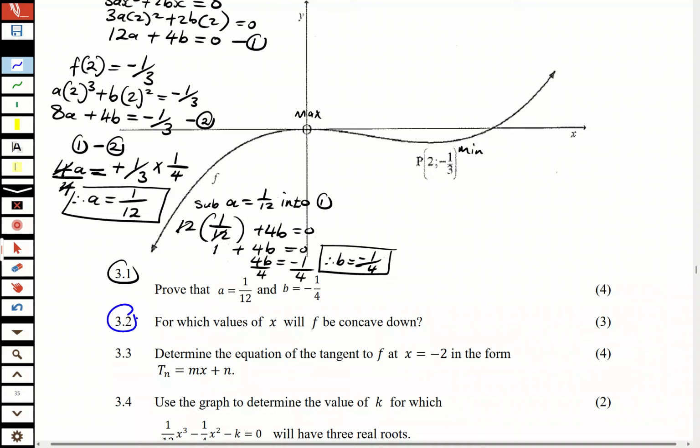So now they say in 3.2, for which values of x will f be concave down? So guys, I will say it again. Concavity depends on the second derivative. Now, down depends on the inequality sign, which is what? Less than 0. So whenever you hear about concave down, the second derivative is less than 0. When you hear about concave up, the second derivative is greater than 0.